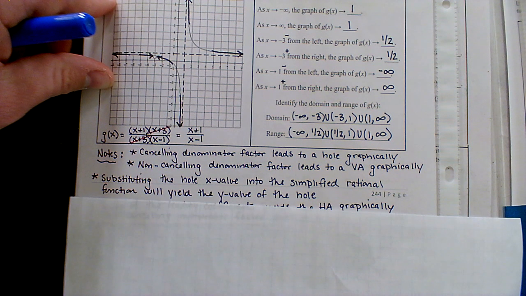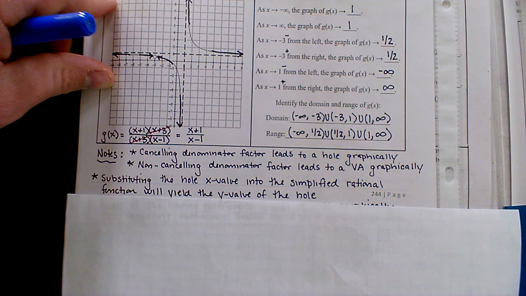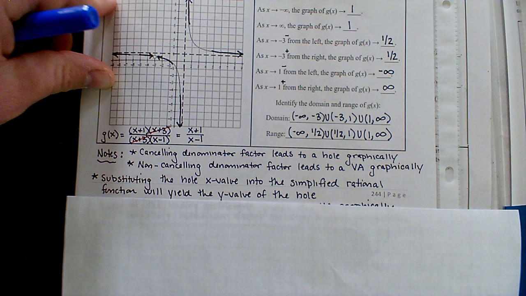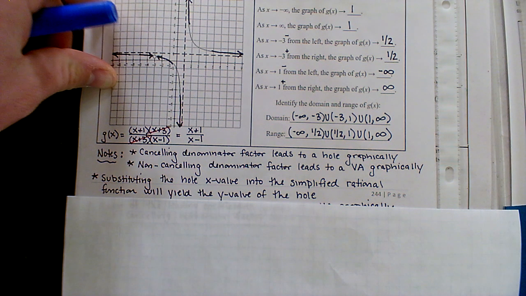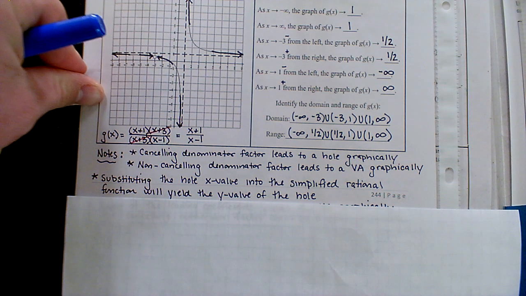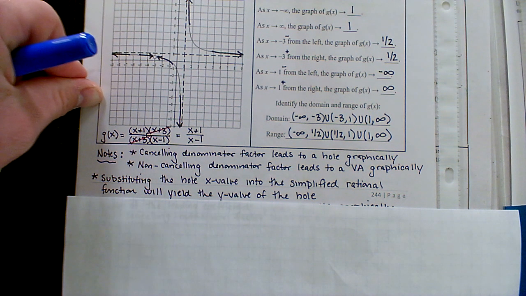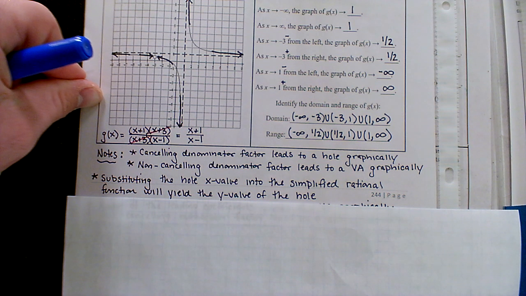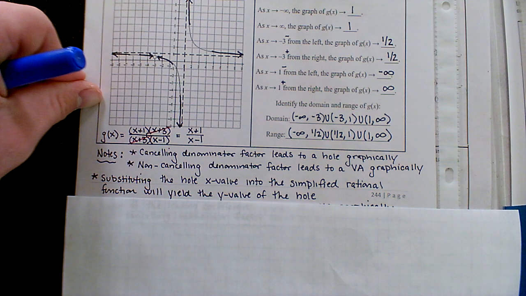And then substituting the hole x value into the simplified rational function will yield the y value of the hole. So substituting whatever the x value is of the hole into the simplified rational function will give you the y value of the hole. So what exactly does that mean?